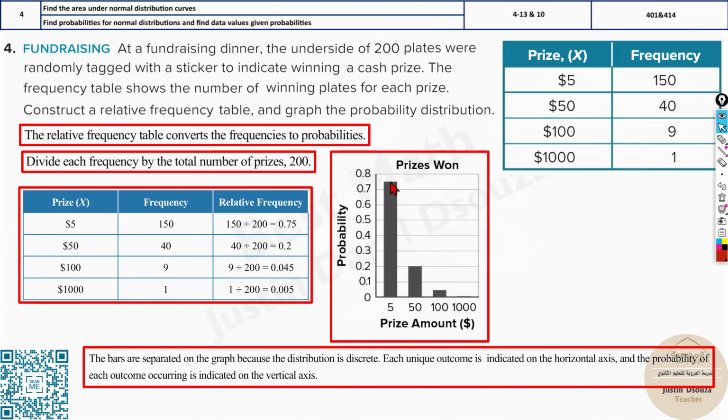For phi, it was 0.75, whereas for 50, it's 0.2. Yeah, 0.045 was for 100, and 0.005 is for 1000. Here you can see they have told the bars are separated because they are discrete, they are whole numbers, right? Whereas if they're continuous, it would be a normal distribution graph. We will see that later.